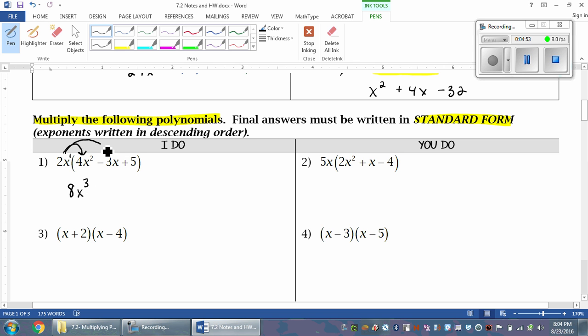Right. 2x times negative 3x. 2 times negative 3 is negative 6. I keep the x the same, and I add the exponents, also raised to the first. So 1 plus 1 is 2.